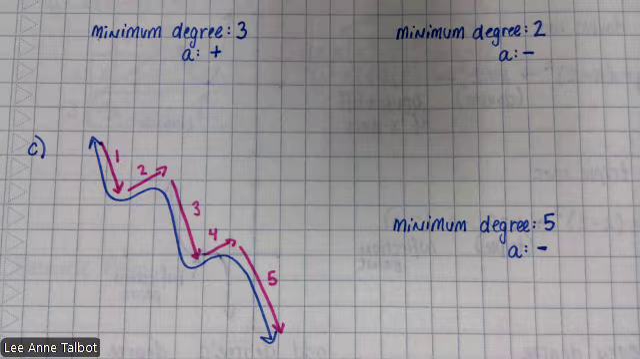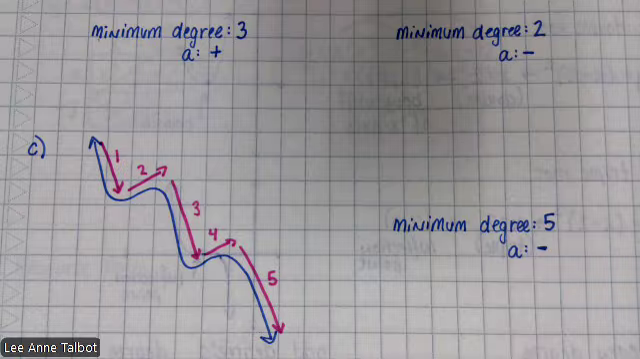Okay, when you're ready for the spoiler, look at the screen. Minimum degree 5, A is negative. How'd you do? It's not too bad. Okay, we have one more problem to do, and it's very important.